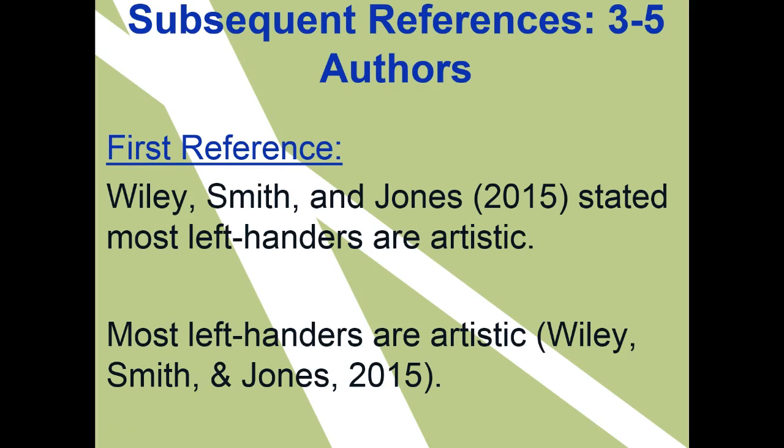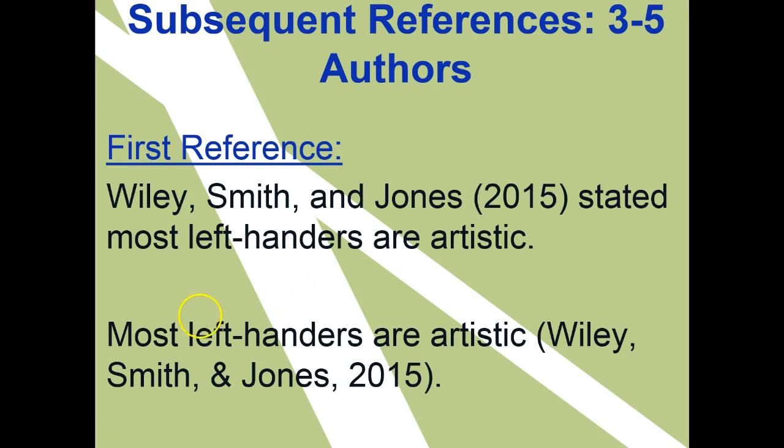What we do with 3, 4, or 5 authors is a little bit different. The first time you cite them in your paper, you put all of their last names. So again, first example here: if we were using their names in the narrative, it would go Wiley, Smith, and, remember, don't forget, here we're using "and," Jones, 2015. But when we cite them the second, third, fourth, fifth, sixth, seventh time, we're not going to do this.